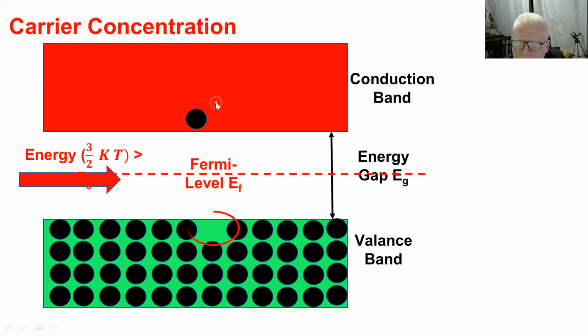And here we create what's called the hole, and we define the hole as a broken bond in the valency band. So, in brief, we say that free electrons are only defined in the conduction band, holes are only defined in the valency band.